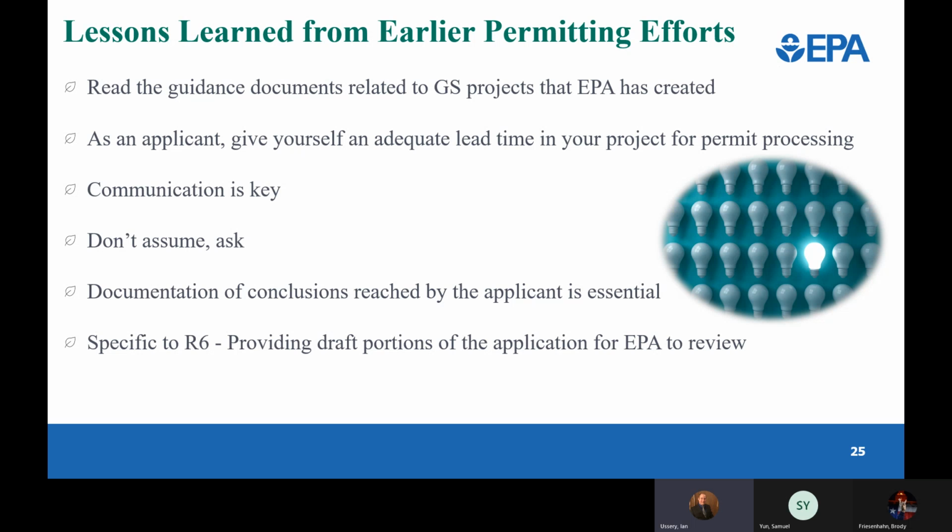sends to Region 6 can be reviewed, and we can start taking advantage of the draft portions that an applicant chooses to submit to that OneDrive folder to speed up the review process and make the final permitting process go a lot smoother and faster. Next slide, please.